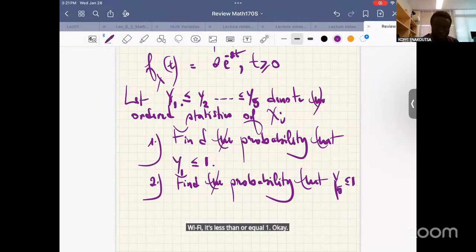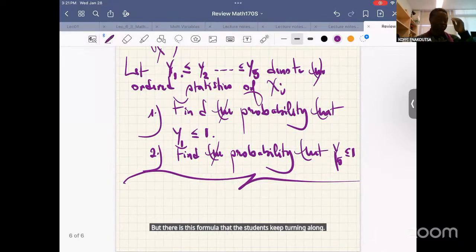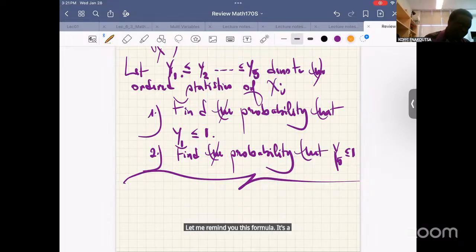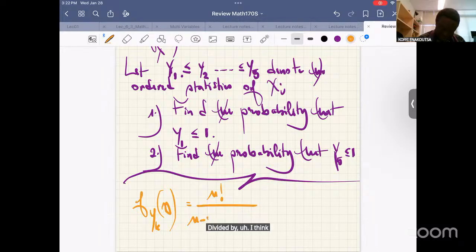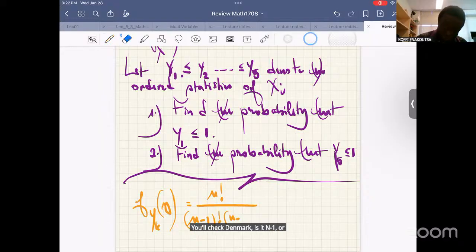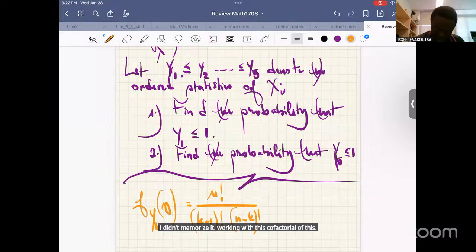Okay. So there is this formula that the students keep turning around, but I can tell you that if you take the order statistic, let me remind you this formula. It's the density f_{Y_k} at some y. Look, it is n factorial divided by, I think it's n minus 1 factorial. You'll check, is it n minus 1 or is it k minus 1? It's k minus 1. I didn't memorize it.